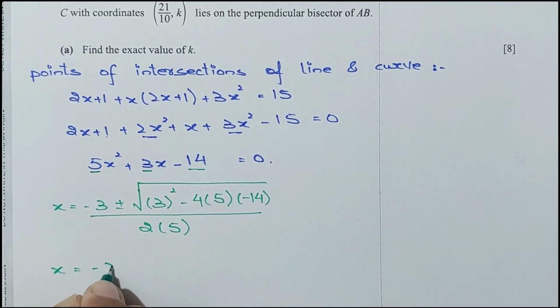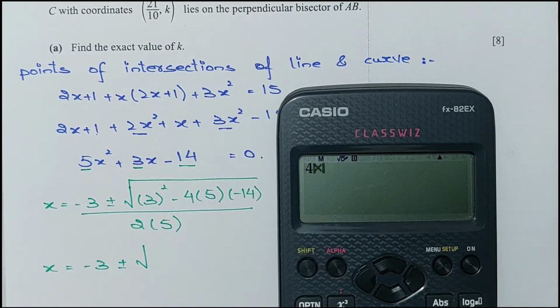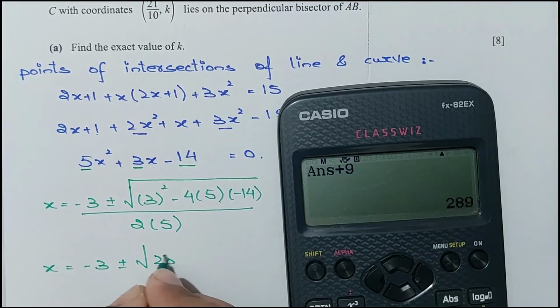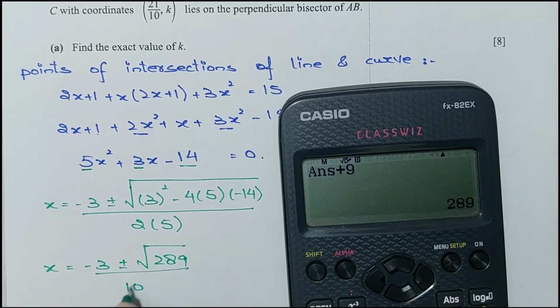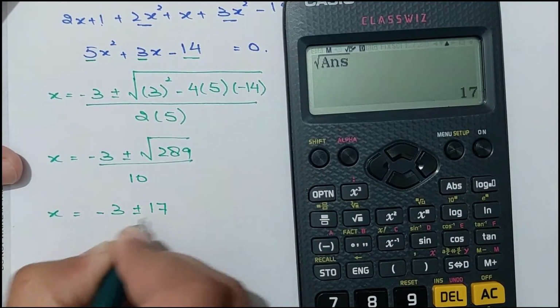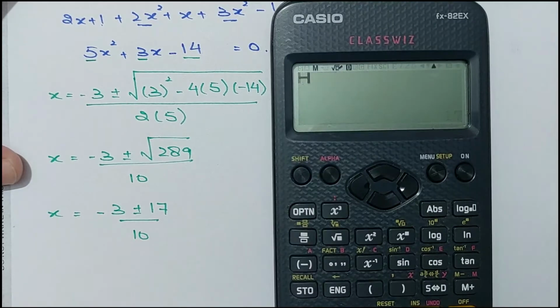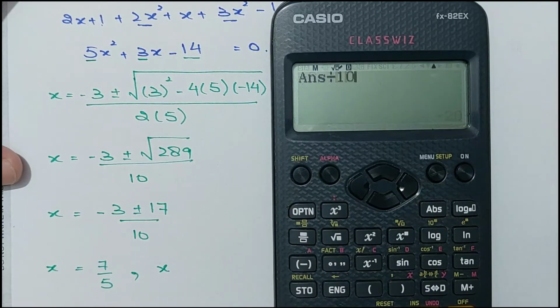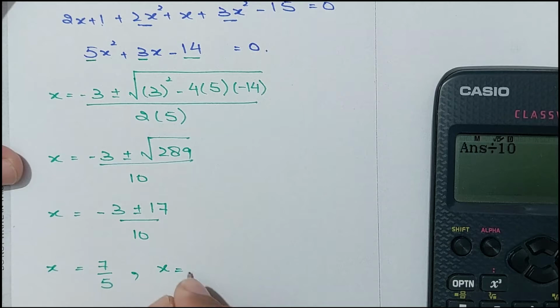So x is equal to negative 3 plus or minus the square root of, this would be 4 times 5 times 14 plus 3 squared, which is 9, 289, and 2 times 5 is 10. The square root of 289 is 17. So x would be equal to negative 3 plus or minus 17 over 10. Negative 3 plus 17 over 10, x is equal to 7 by 5. And the other one is negative 3 minus 17 over 10, which is negative 2. So x is equal to negative 2.